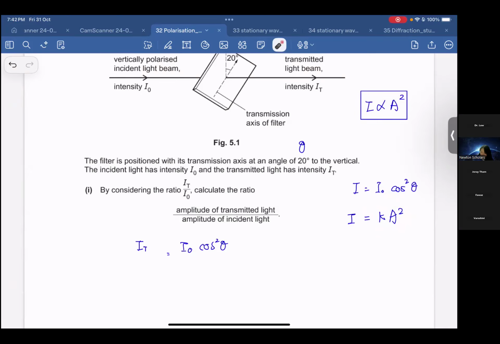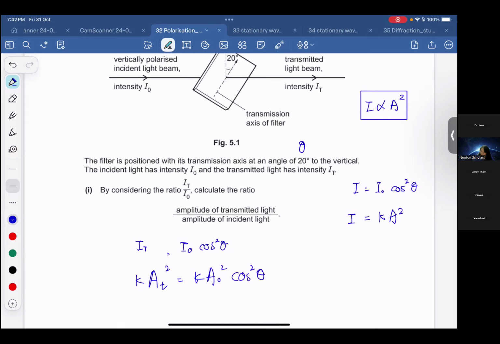So here, what I can do is, IT is actually, let me have a look, Ka squared. Transmitted, or I write T. This is IT equals to IO, and IO is KAO squared, right? Then cos square theta. So basically here I make it KAT squared. Then this one IO is KAO squared.